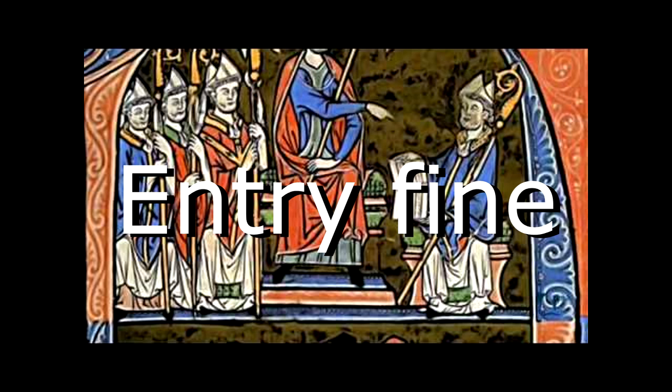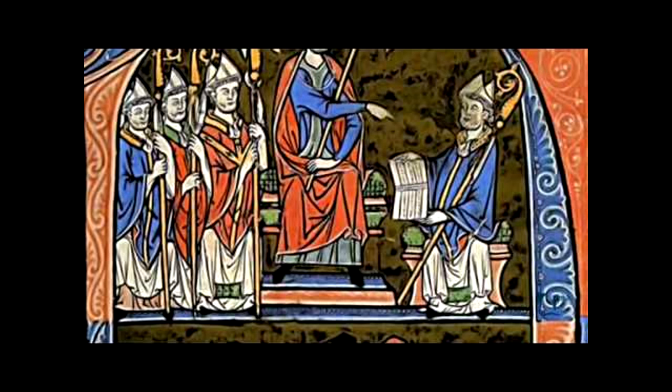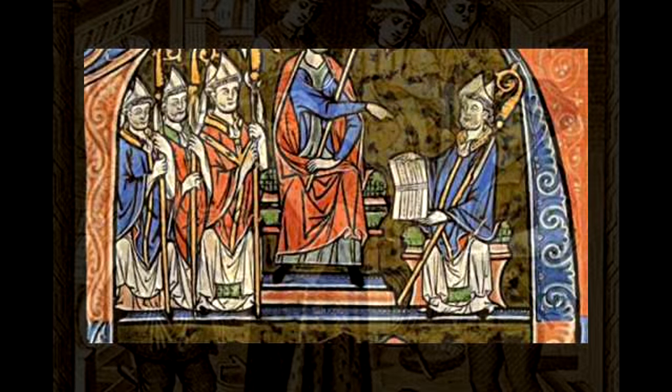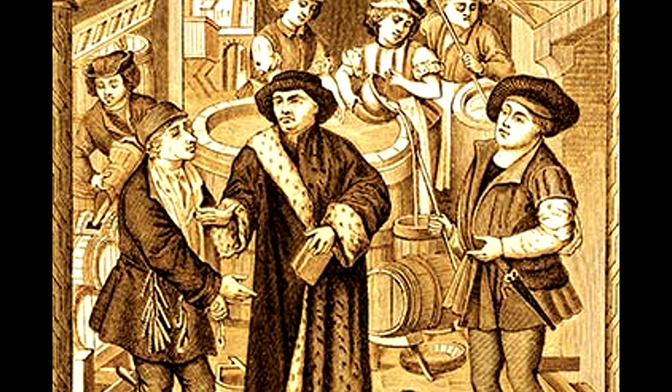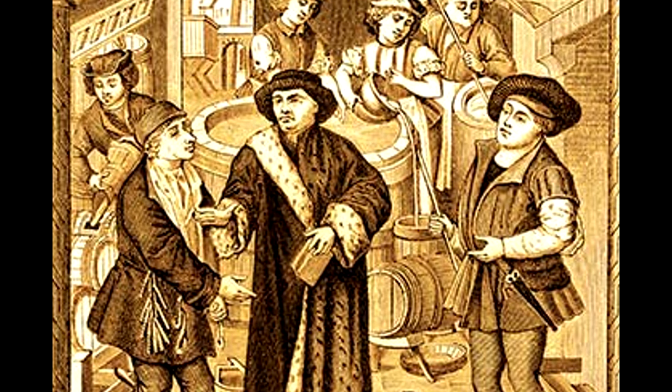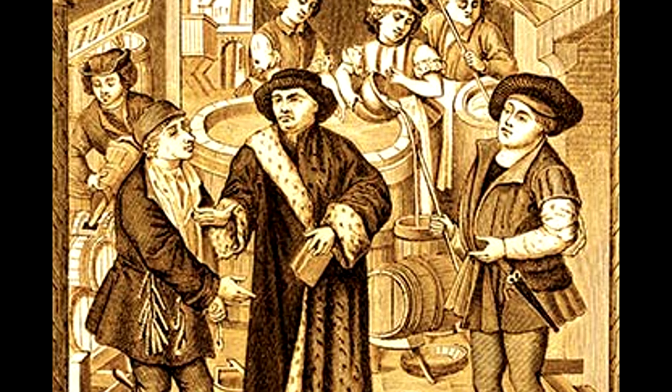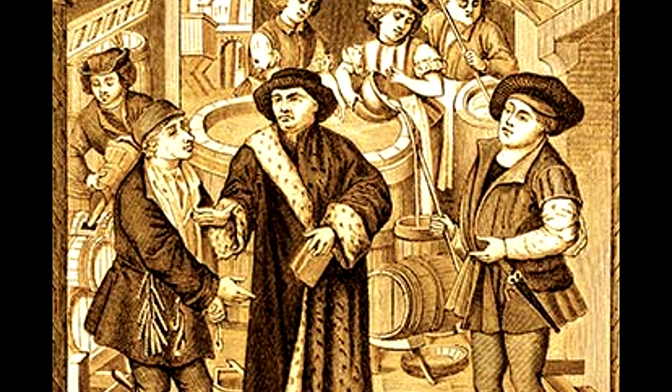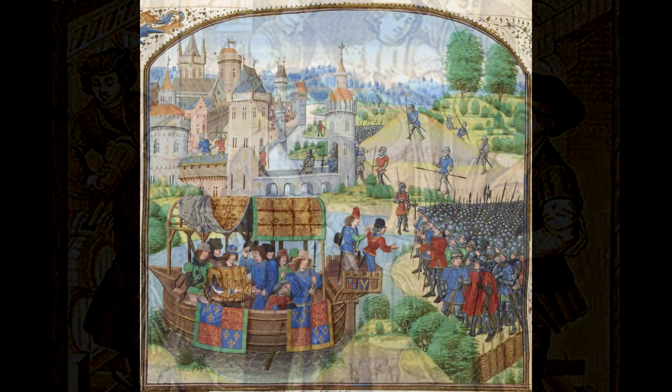Entry fine. When a son or other heir wished to inherit the lands of his father, an entry fine had to be paid, also called relief. This was usually quite a large amount of money, just a few shillings per acre for peasants, and was imposed in addition to heriot and mortuary.